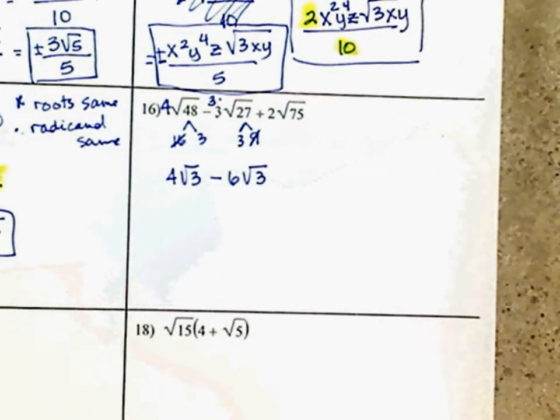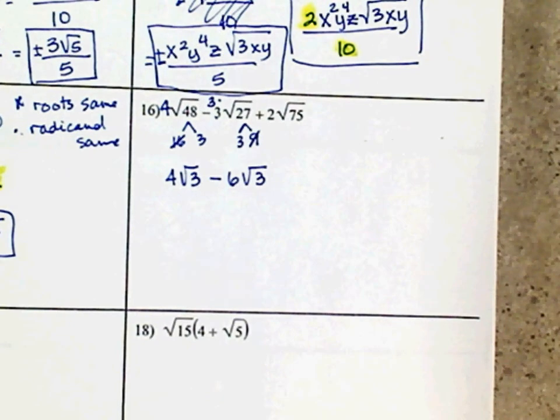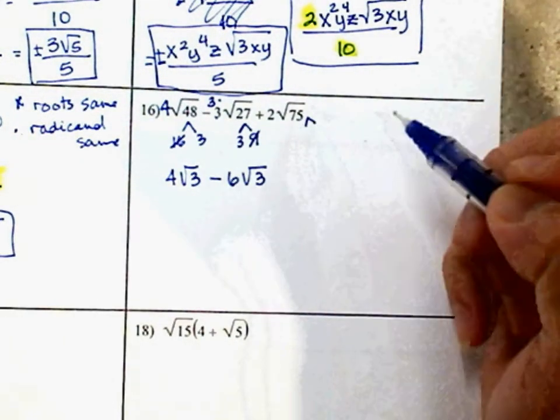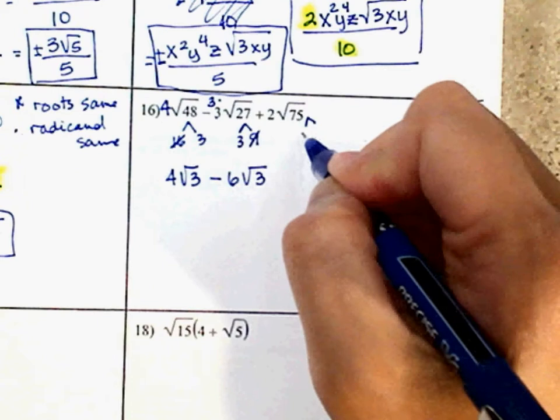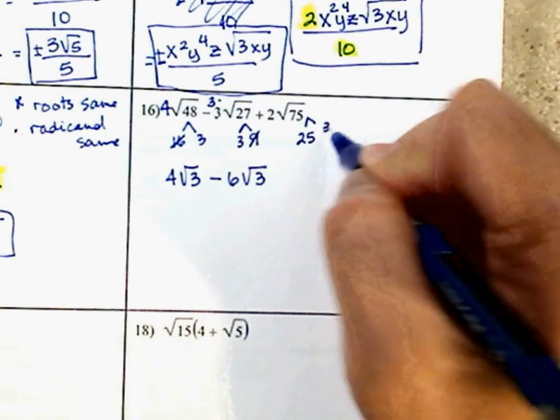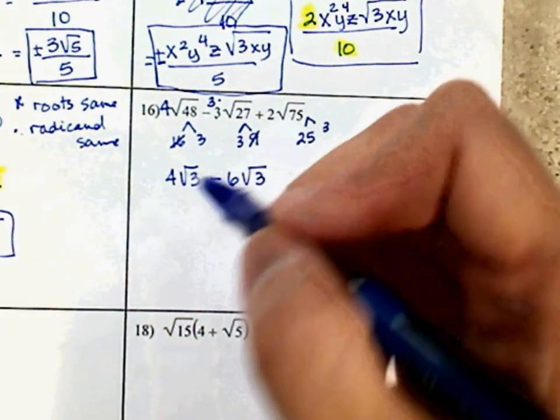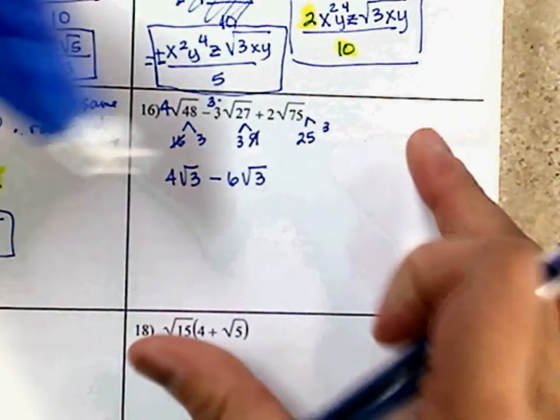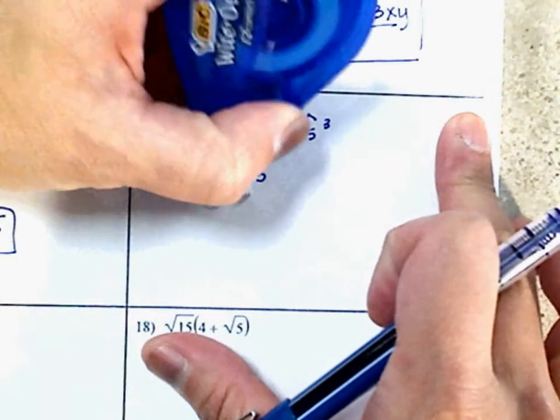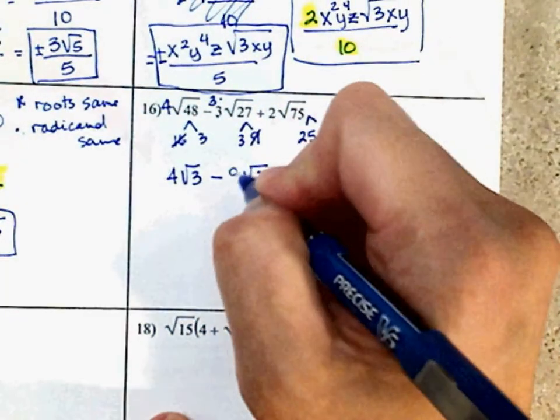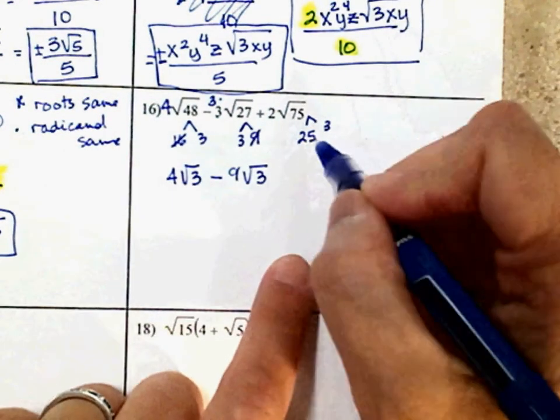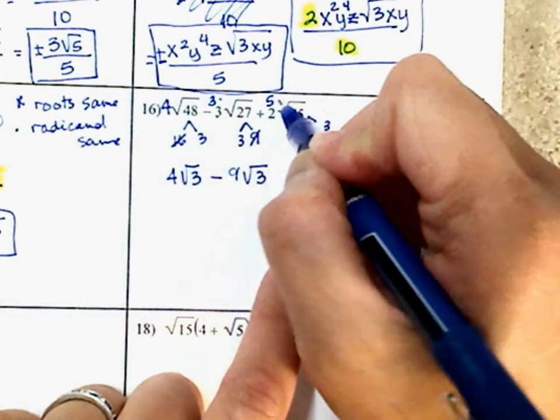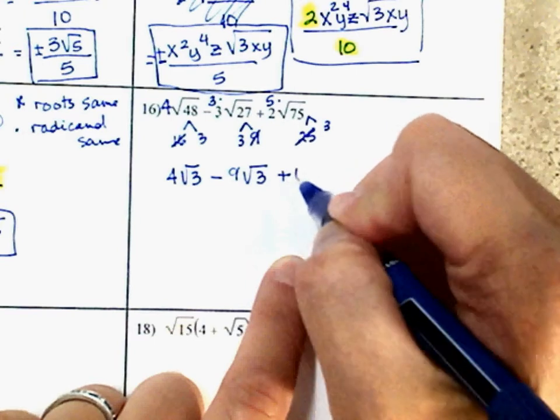Okay? Factors of 75. Think of quarters. 25. Oh, that is correct. That is 9. I'm so sorry. I was adding in my head. Thank you. That is 9. Square root of 25 is 5. 5 times 2 is 10. The square root of 3 left over.